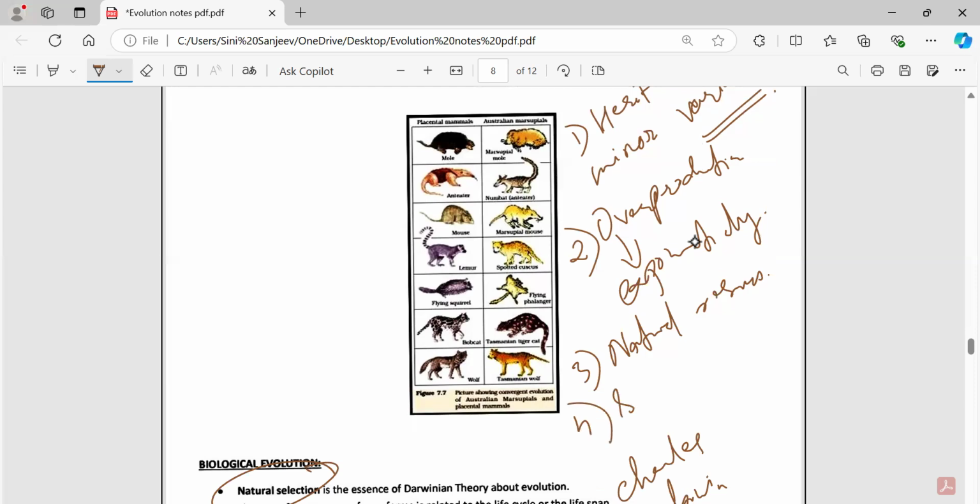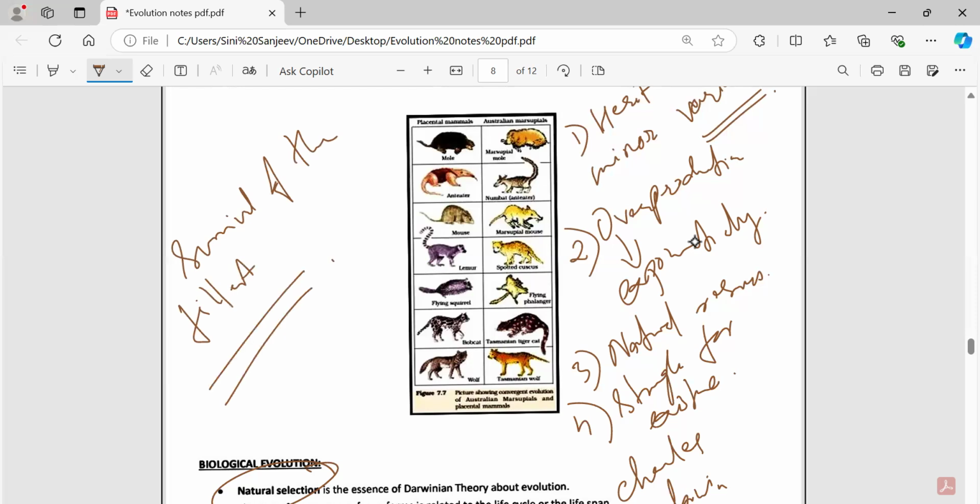The fourth one is the struggle for existence. More the population, more the competition, because the resources are less. So obviously the competition rate is going to increase, right? That way there comes the struggle for existence. And if there is a struggle for existence, then we have to choose the survival of the fittest. So what does survival of the fittest mean?